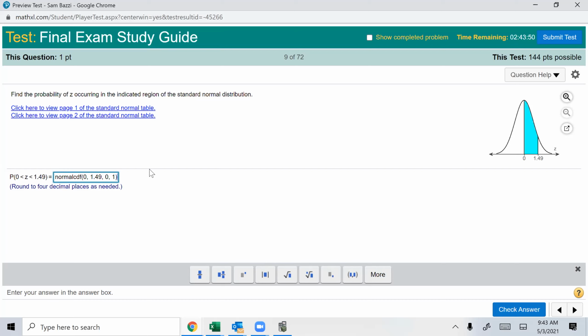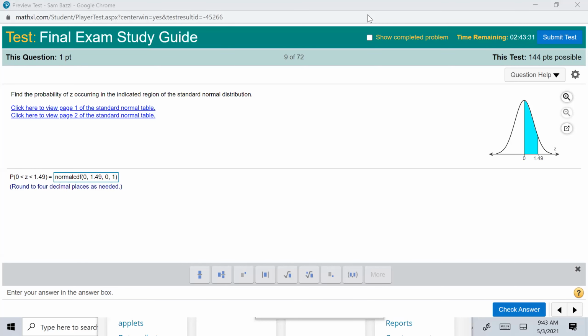If some of you guys have an older TI-84 and you don't have the screen that I'm seeing, you're going to see the following screen. So let me show you what you would see there. Just one sec. Okay. You might get just this normal CDF.